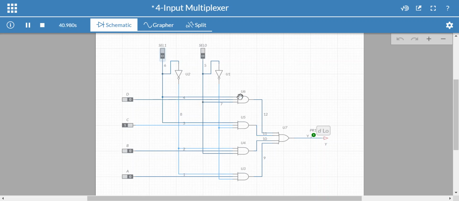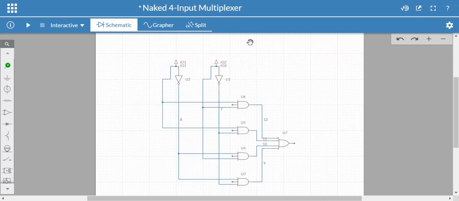What I'm going to do is make this circuit available to you to mess with and make sure you can understand what's going on. But I'm going to remove the inputs and the output and let you add the inputs and outputs and figure out what's going on. Okay, here's the naked multiplexer. I'm just going to show it to you rather than marking it up to show you where the inputs are. But here are our 4 inputs. 0, 1, 2, and 3. So those are the 4 inputs.